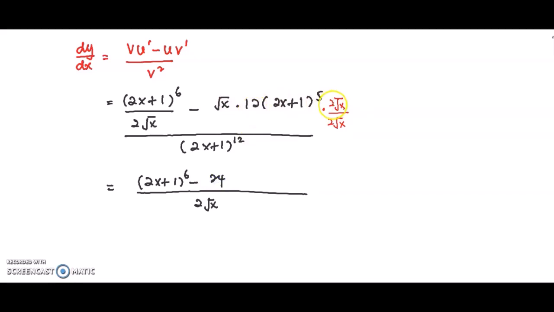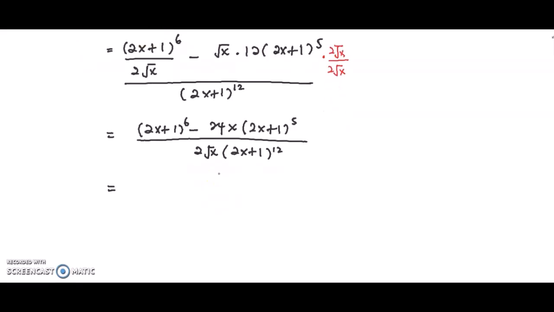Alright, 12 multiplied by 2, 24. 24 times a third of x, multiplied by a third of x, you get x. And the rest, you have your (2x+1)^5. And don't forget, down here, you still have (2x+1)^12. It can be joined for the denominator as 2 square root of x multiplied by (2x+1)^12. You can write in this form.